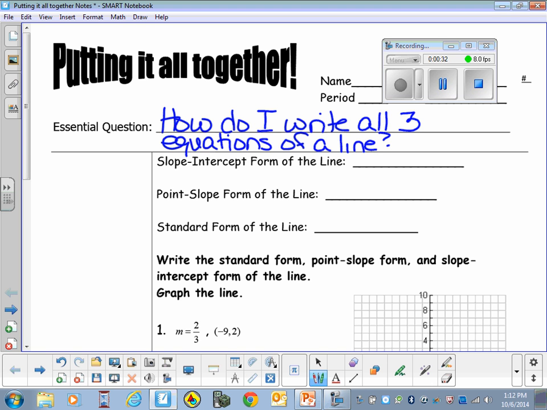To begin with, we need to remember our formulas. Slope-intercept form is y equals mx plus b. Point slope form is y minus y1 equals m times parentheses x minus x1. And standard form is ax plus by equals c.